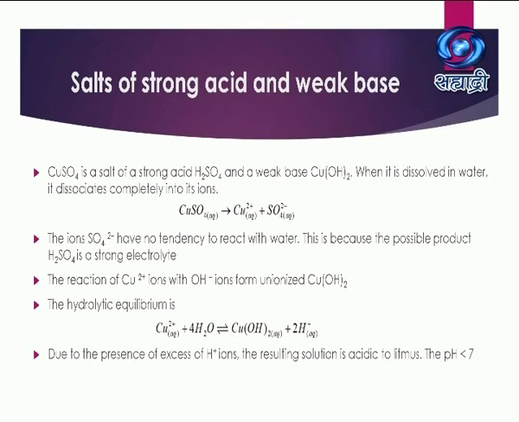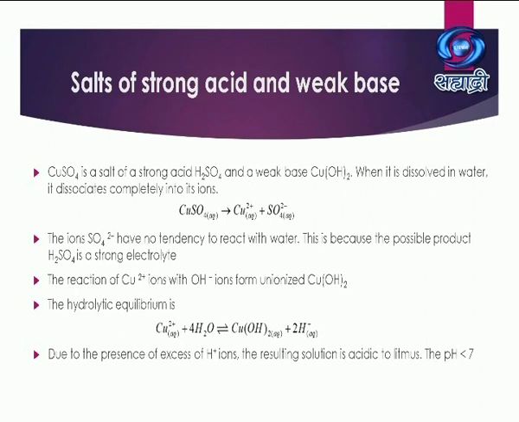So Cu2+ ions react with OH- ions, forming Cu(OH)2. This copper hydroxide is a weak base, so this reaction is possible. But further, SO4 2- ions react with H+ ions of water and produce H2SO4. H2SO4 is a strong acid, so it dissociates completely, and so this reaction is not possible. So SO4 2- ions have no tendency to react with water. This is because the possible product H2SO4 is a strong electrolyte.